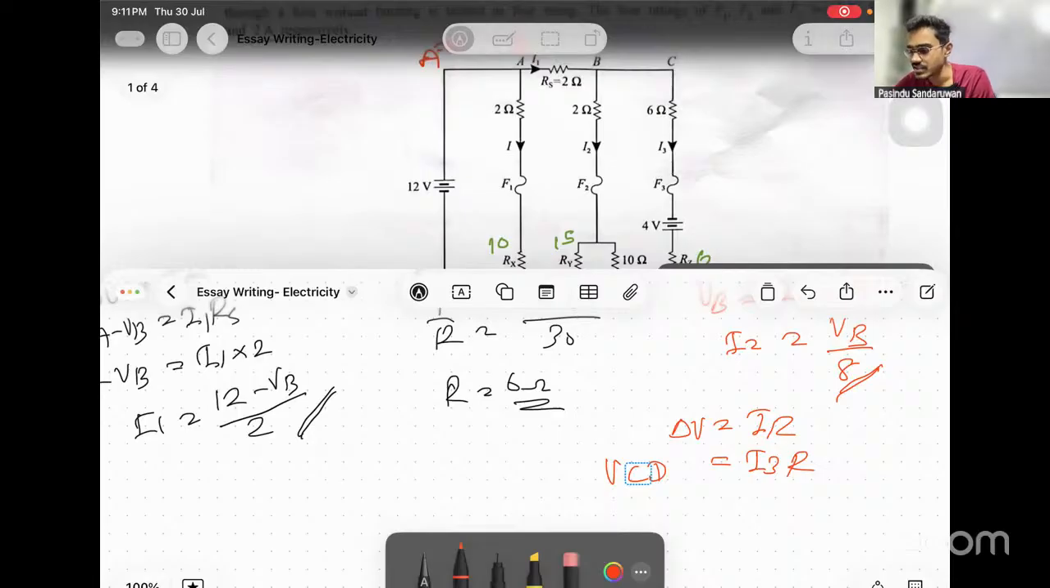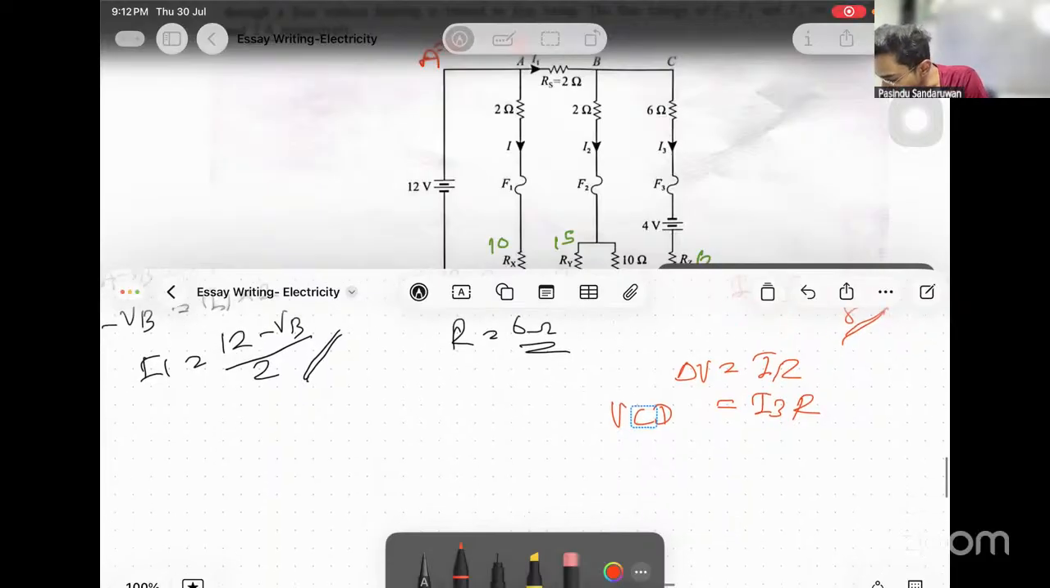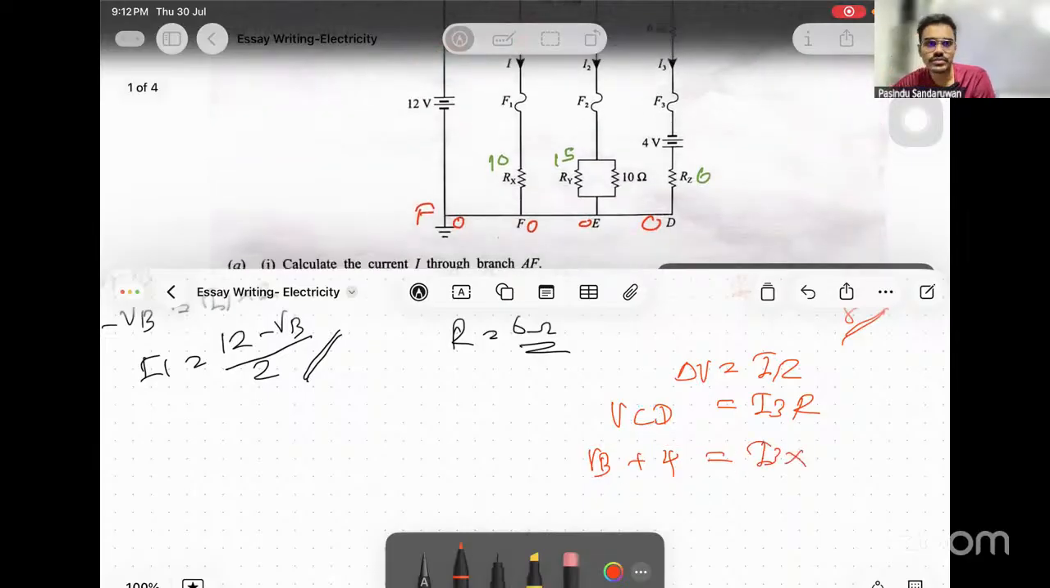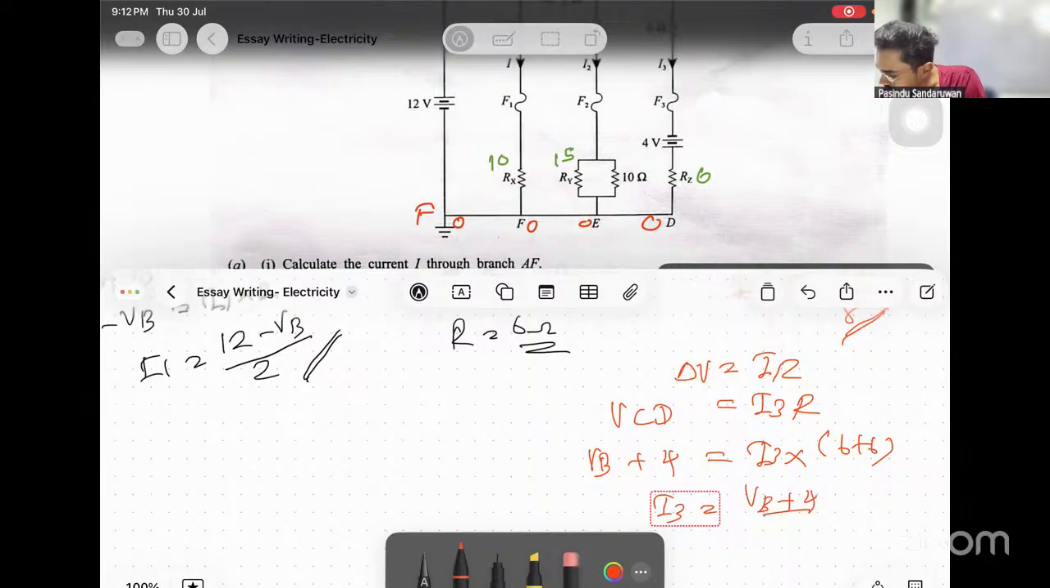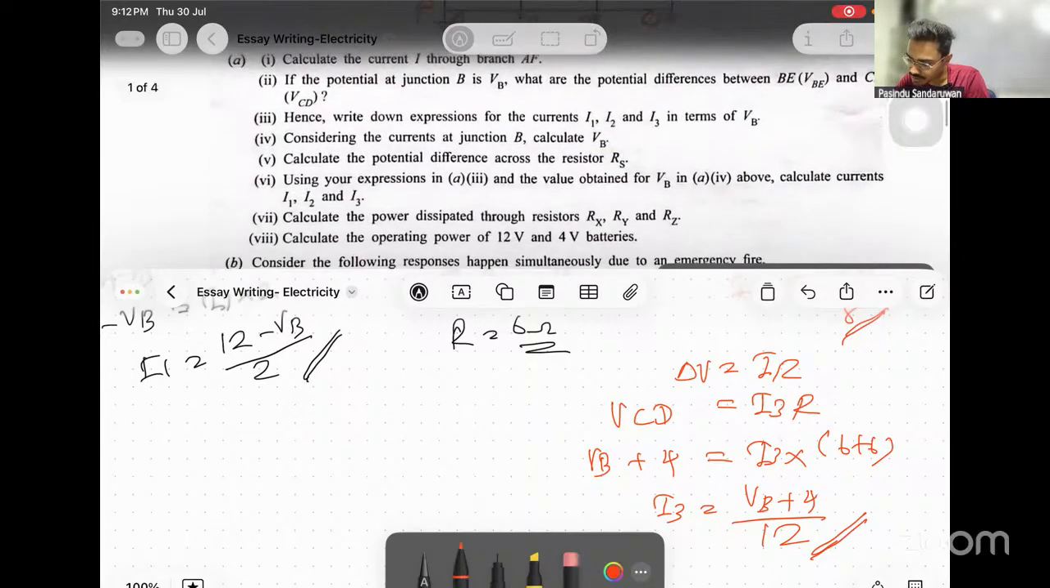VCD can be written as VC, which is equivalent to VB, and another battery of 4 volts is connected here. Then the total potential difference is VB plus 4 equals I3 R. Total resistance is 6 plus 6, no? Then I3 is given by VB plus 4 over 12. Right? Currents are known.